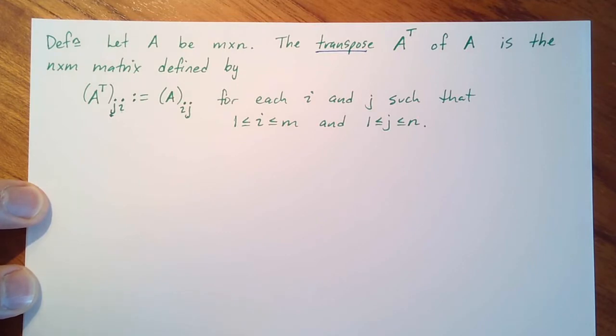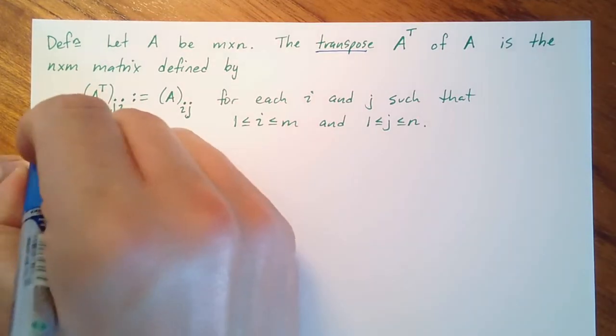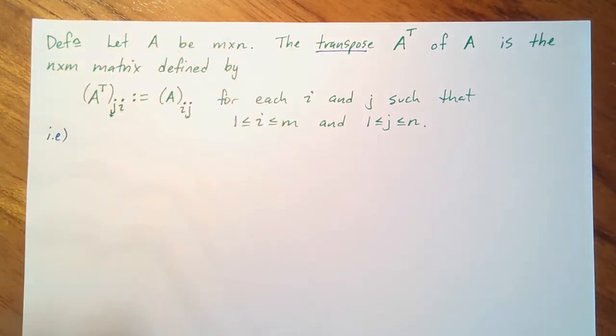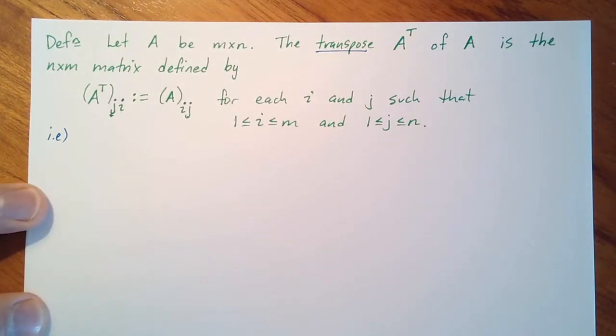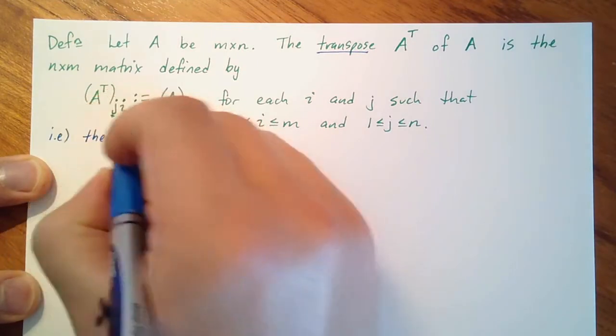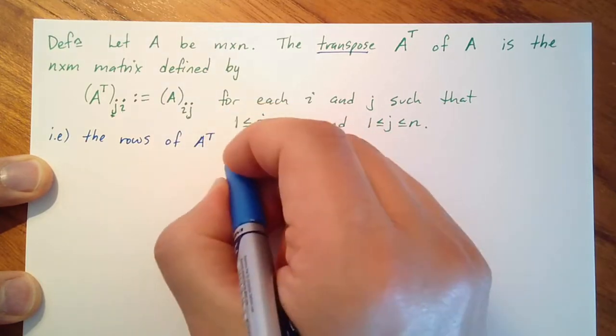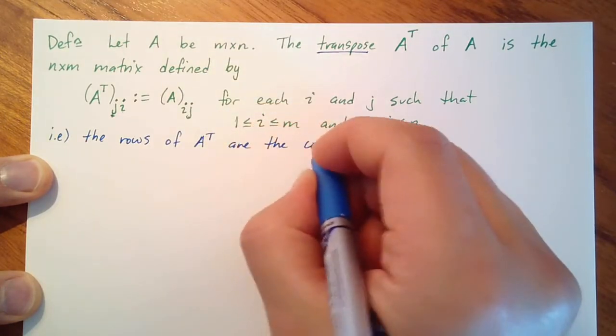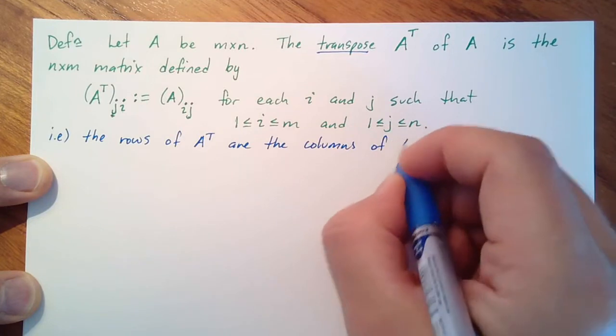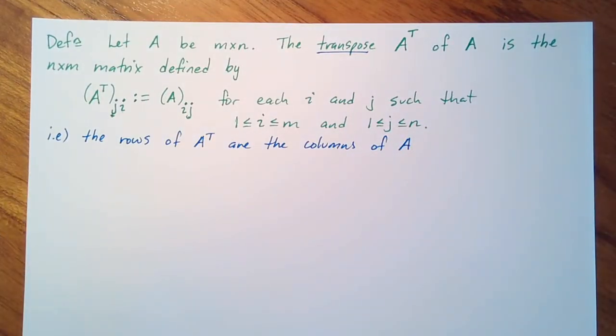Okay, an alternative phrasing: there's a simpler way to say this whole definition, and I'm going to deliberately say it now before we do our examples. Just say the following. The rows of A transpose are the columns of A. That's another way to phrase transpose. I could have also said the columns of A transpose are the rows of A. That would be an equivalent phrasing and would also work, but I'll just write this one down.